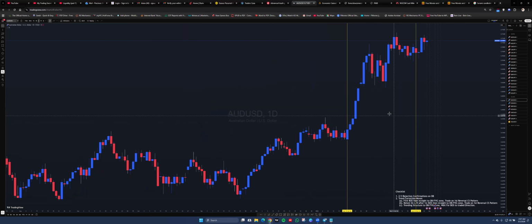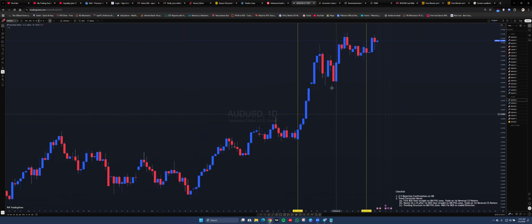At this point, the market is still bullish. Before this week started, the market was kind of bullish, because it broke through this zone here.